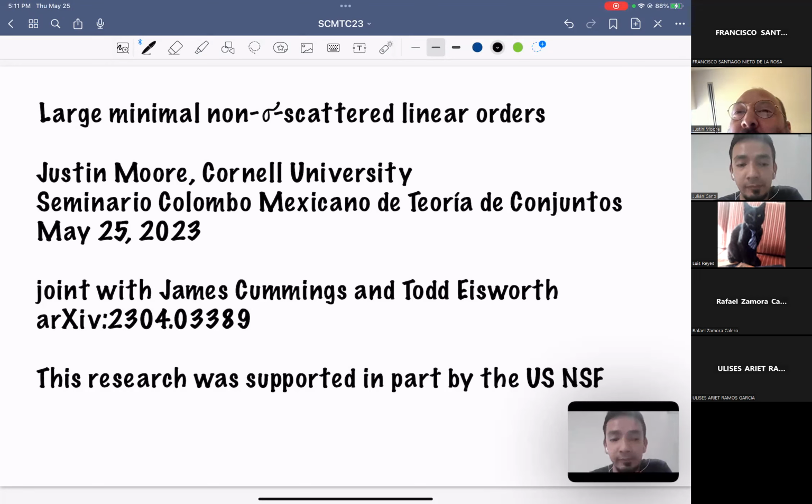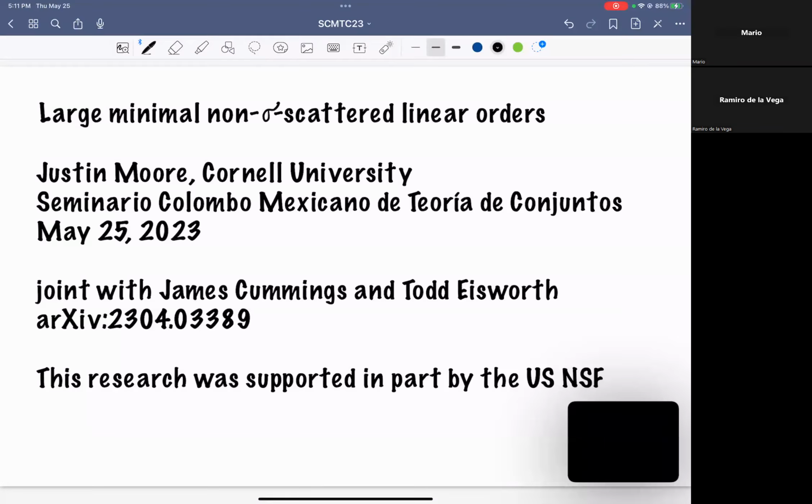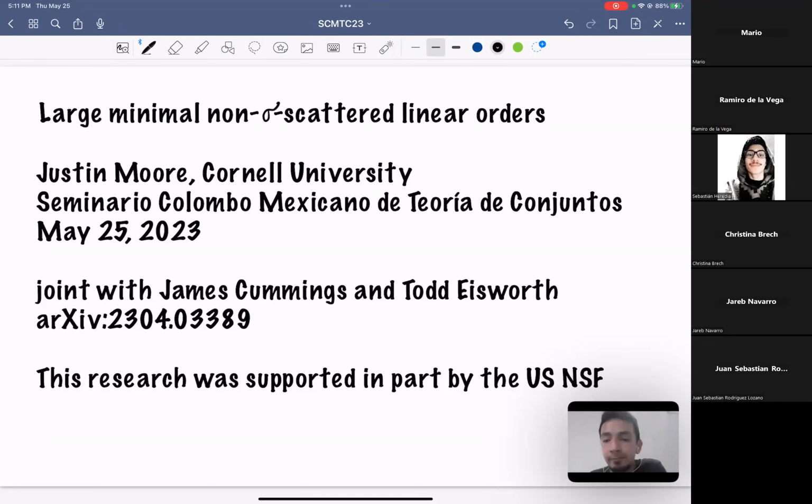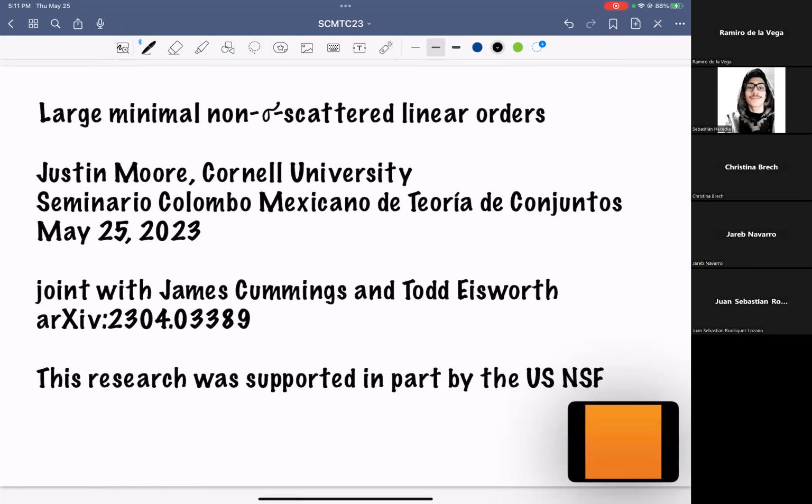Okay, so I want to talk about some joint work with James Cummings and Todd Eisworth. All of this is in one paper, which is a preprint on the arXiv. The details are there. The work was supported in part by the USNSF.